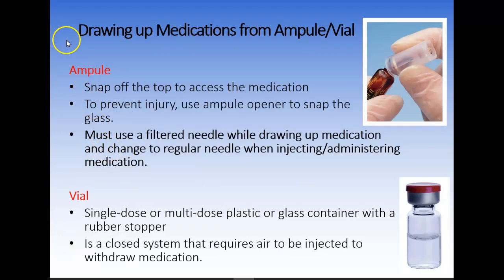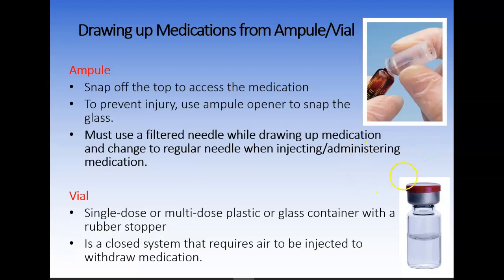Okay, when you are snapping off the top of an ampule, you can cut yourself. So what we do is we use gloves. We use devices that help us break this off. Some people will use an alcohol pad that is still in the package, and you wrap it around the top to protect yourself and break it off. And then you use a filtered needle to draw up the medication, change to a regular needle, and then inject.